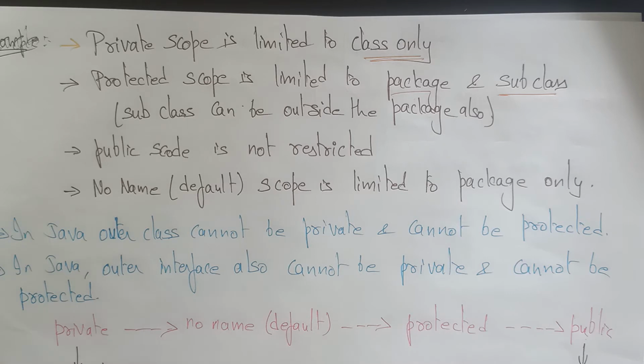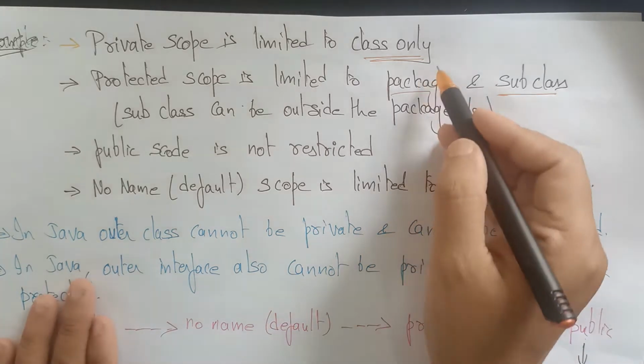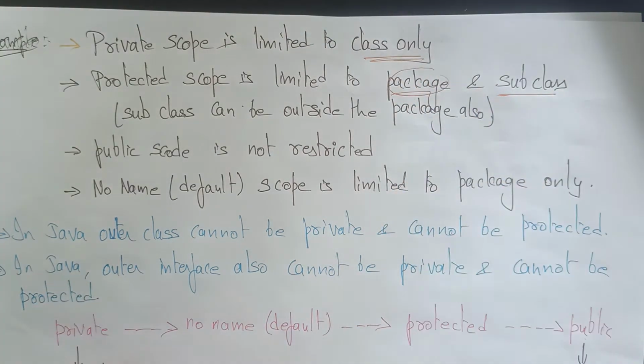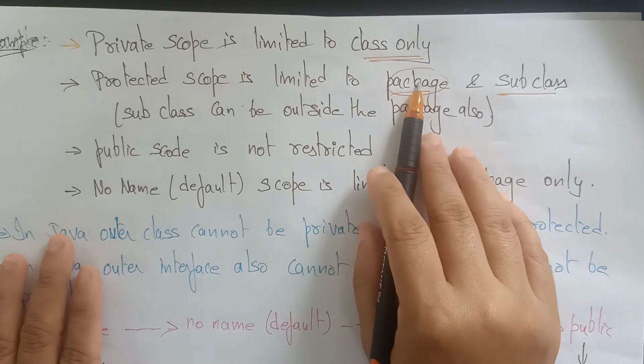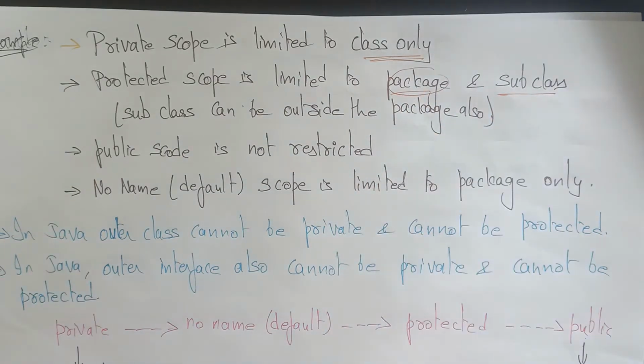Private means it's only for me. I'm not able to share it with anyone, not even with my family. That is private scope, limited to the class only. But protected scope means it's limited to packages and subclasses also. If those subclasses are present outside the package, it is okay. I'll explain with an example. Don't get confused. Private is the class only. Remember that. Protected is limited to package and subclasses.